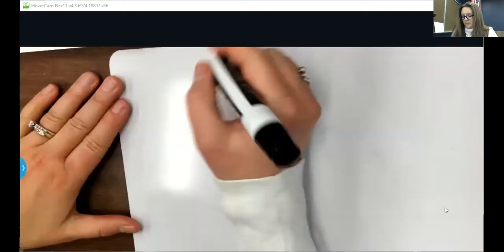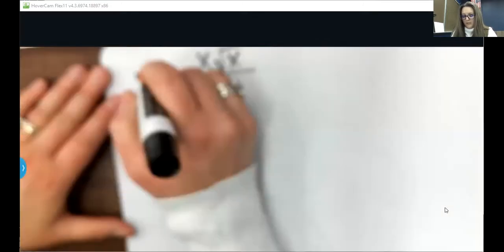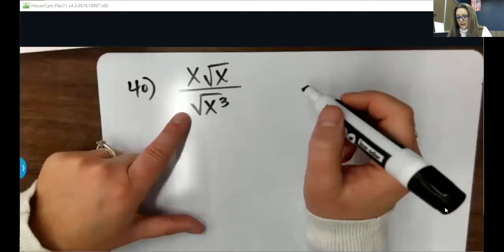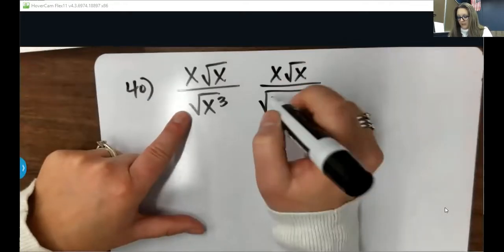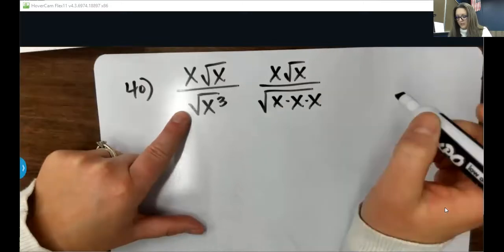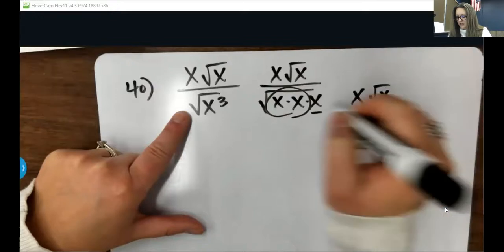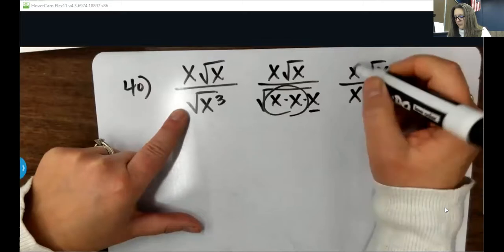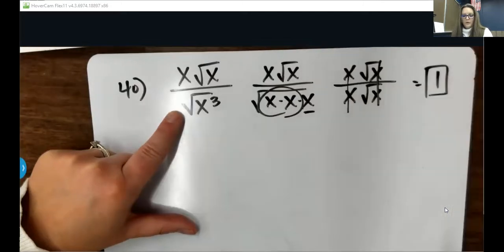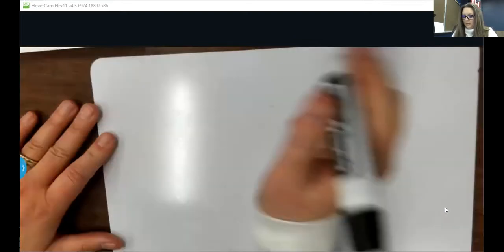Let's do x times root x divided by x cubed. This is number 40. If I write this all out, I have x times root x all divided by 3 x's. Remember, I'm looking for pairs because it's square root. So I'm going to pull out a pair and one stays inside. He's lonely. He doesn't have a date. He's got to stay inside. Any number over itself, ooh, they're 1. Don't you love that when answers become 1? Love it. Whatever method suits you, it'll work anyway, I promise.